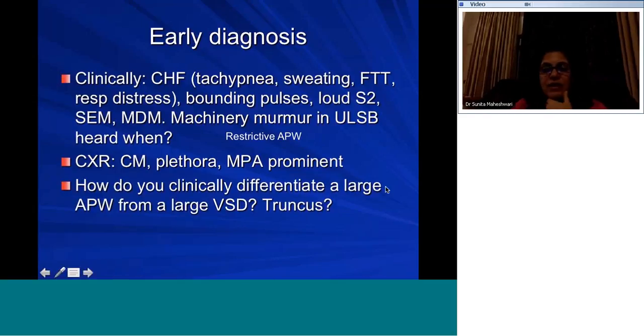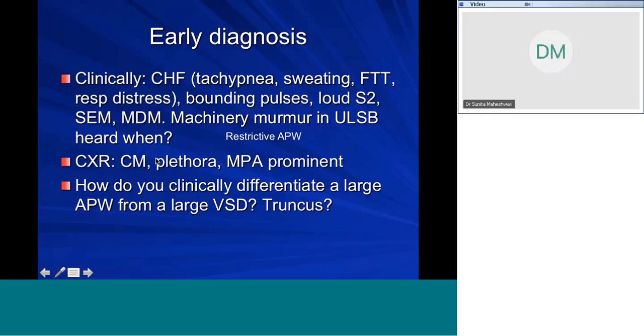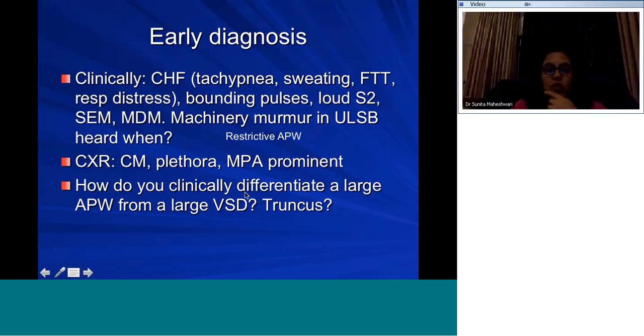Now, how do you clinically differentiate a large AP window from a large VSD? Yes, wide pulse pressure. So in an AP window, you have the bounding pulse, VSD pulse is normal. How do you clinically differentiate AP window from a truncus?